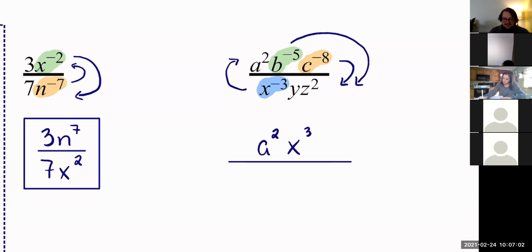On the bottom, again, kind of thinking alphabetically, I see that the b to the negative 5th is now down here, which means it's now b to the positive 5th. C to the negative 8th is now down here, so it's now c to the positive 8th. Y didn't move, neither did z to the power of 2.